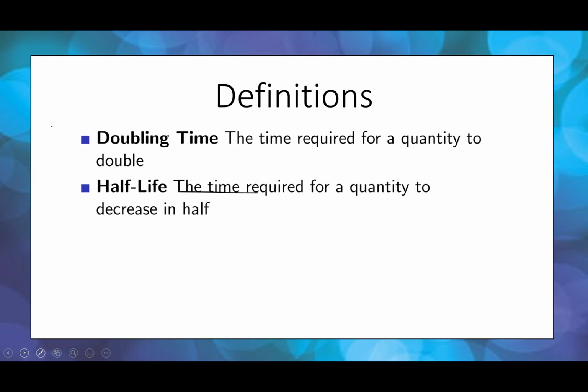Here are the definitions. Doubling time is the time required for a quantity to double, and half-life is the time required for a quantity to decrease in half. And again, we usually talk about doubling time with population and half-life when we're talking about drugs.